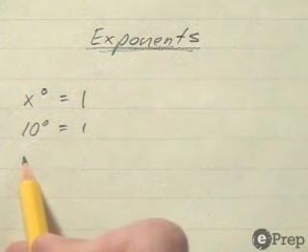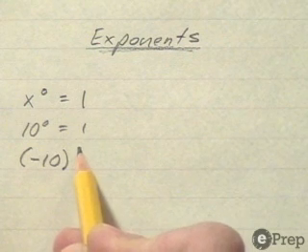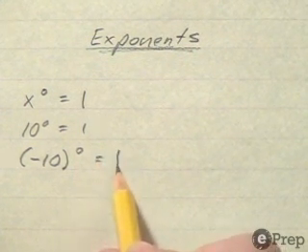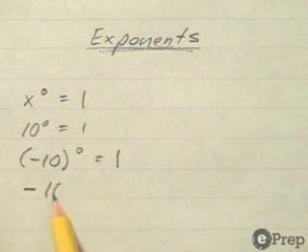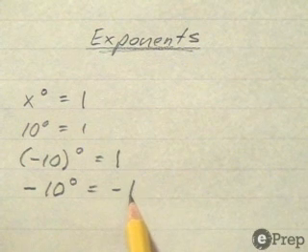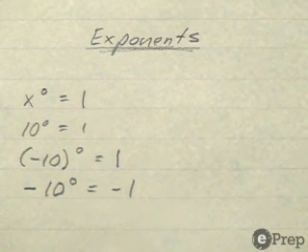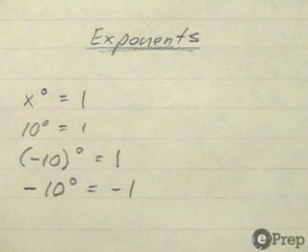Now here's where you need to be careful. If you have something like this, negative 10 to the 0 power, that will equal 1. But if you have this, negative 10 to the 0 power, that equals negative 1. What you have to remember is this, that the exponent only affects mathematically the thing that it's touching.